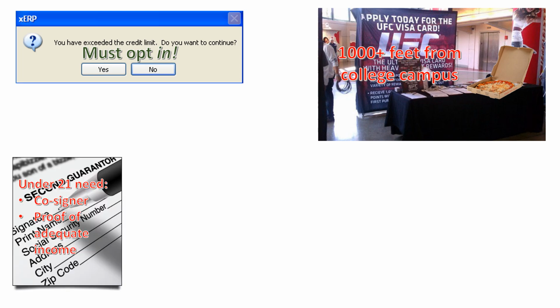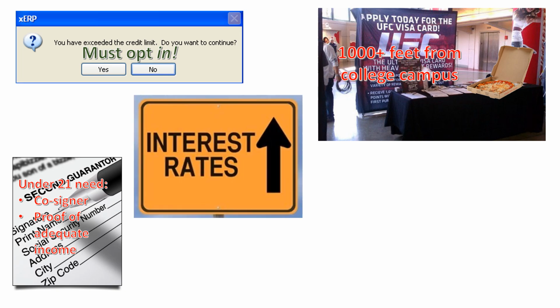If the credit card company wants to set up on a college campus to try to get college students to sign up for it, they have to be 1,000 or more feet from it if they are trying to give away pizza or other type of freebies. If you're under 21, you need to have a co-signer on that credit card or have proof of adequate income that you will be able to make those payments and pay off that bill.